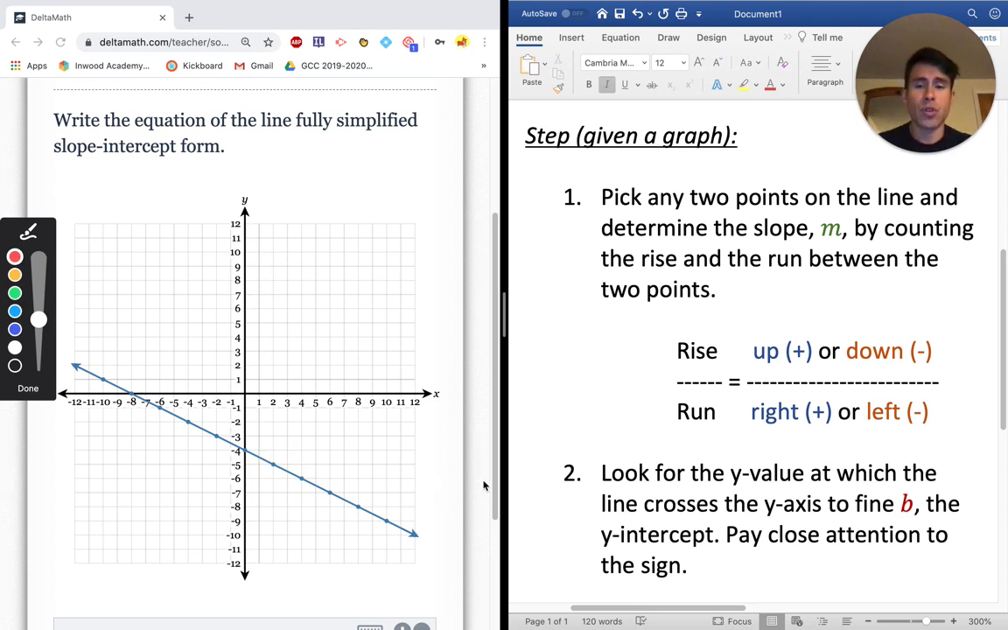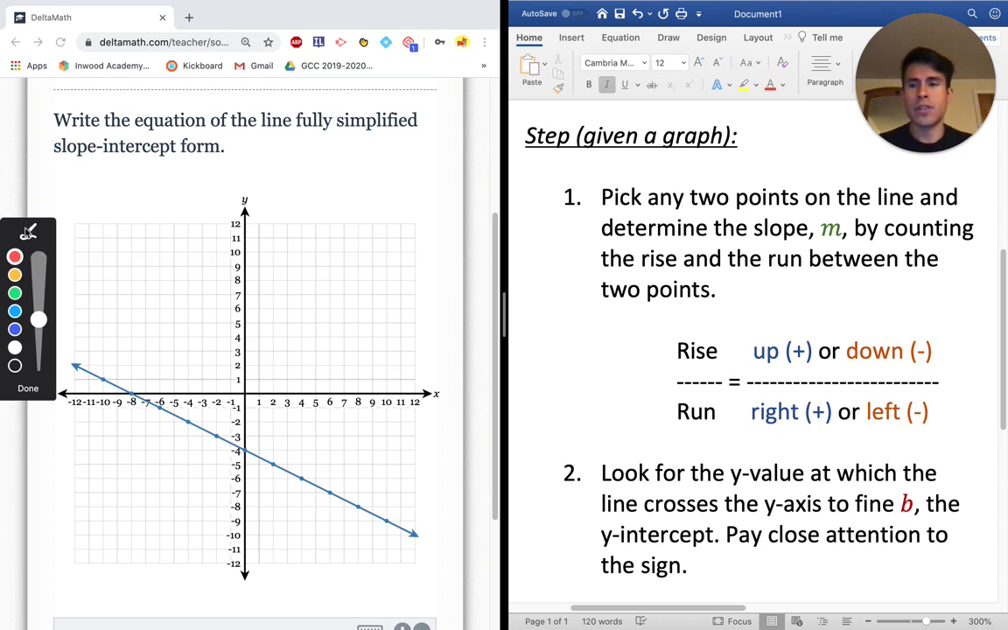First I want to know the rise. I'm going to start at this one, and I notice to get to that other point, I'm going to move down 1. Then I have to determine my run. How much left or right from there? I first went down 1, and then to get to that second point, I move 1, 2 to the right. So I went down 1. That means a negative 1 over 2 to the right, which is a positive 2.